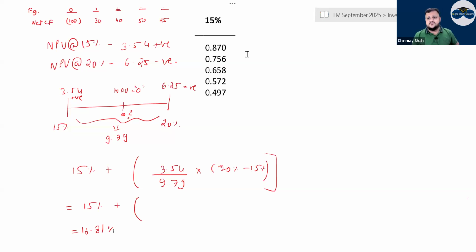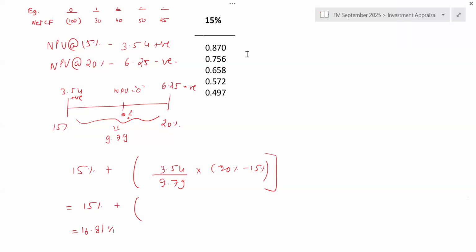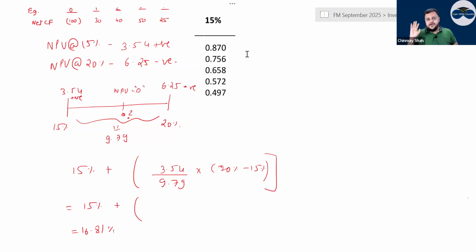Are you getting the answer 16.81? Yes, I got it. So that's what I'm trying to say. There are 3 points, correct? One is you can find IRR by the pen and paper method, which gives an approximate answer. And there is also an appropriate answer.